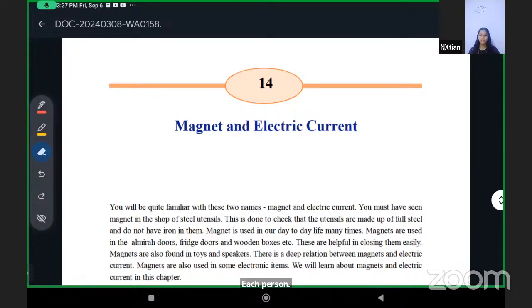After each person is done, I'll be asking the question. If two people are done, I can also ask the second person a question from the first person's topic, or I can ask from the silk topic that I haven't given to any of you. So like that, I'll ask questions, and half marks I'll deduct if the answer is wrong.